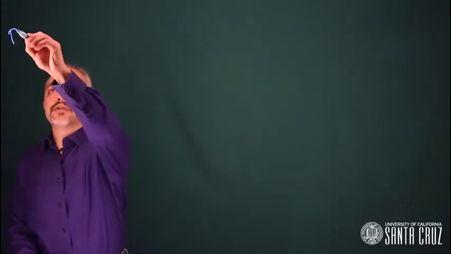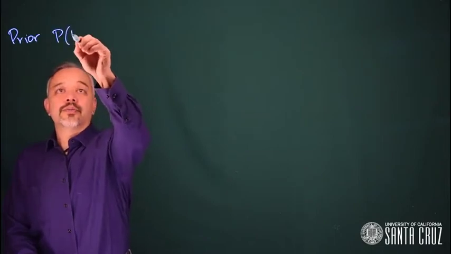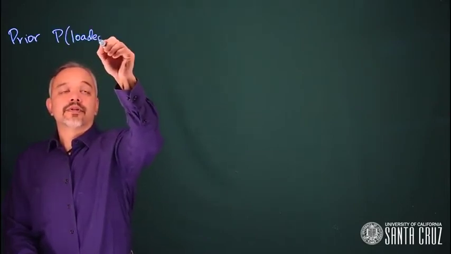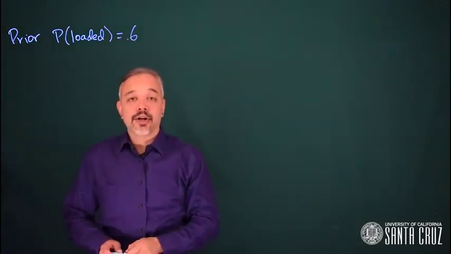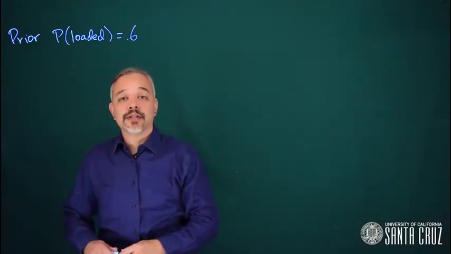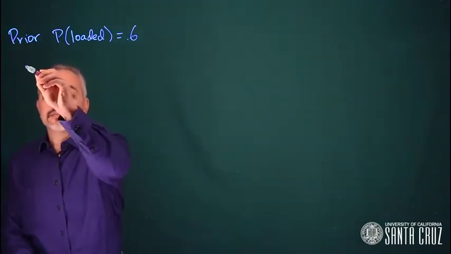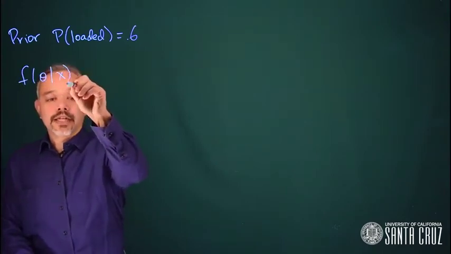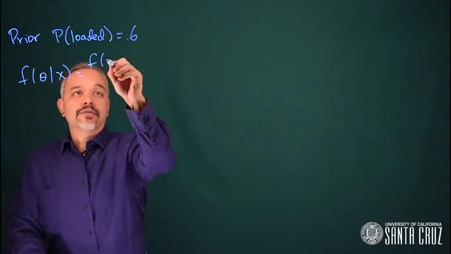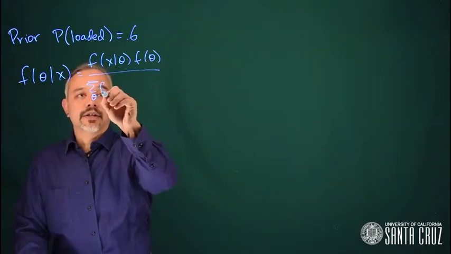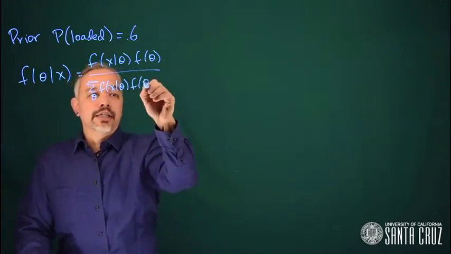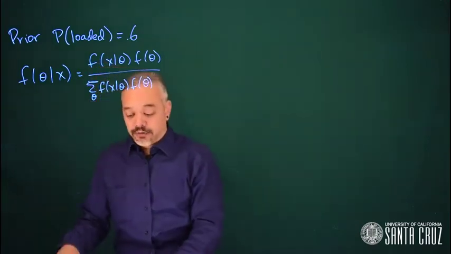So suppose you think that before you've looked at the coin, there's a 60% probability that this is the loaded coin. In this case, we put this into our prior. Our prior is that the probability the coin is loaded is 0.6. We can now update our prior with the data to get our posterior beliefs, and we do this using Bayes' theorem. f of theta given x is going to be f of x given theta times f of theta over the sum over all possibilities for theta of f of x given theta times f of theta. In this case, the only two possibilities for theta are that it's fair or loaded.